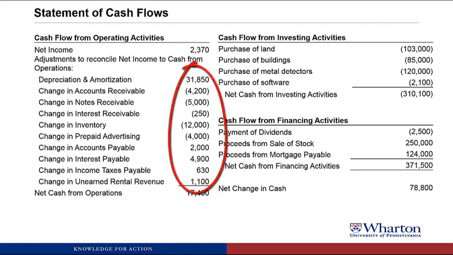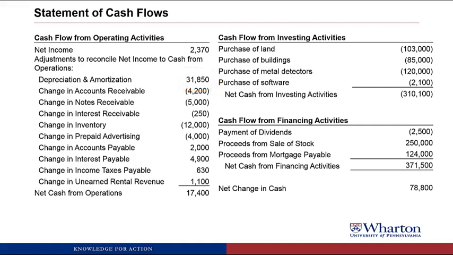And the biggest discrepancy is the depreciation and amortization. And that makes sense because net income includes an expense or a charge for using up these fixed assets, using the buildings and metal detector and softwares, whereas there is no cash implications of doing that, and so it doesn't affect cash from operations.